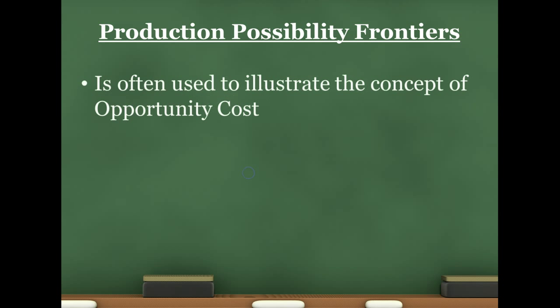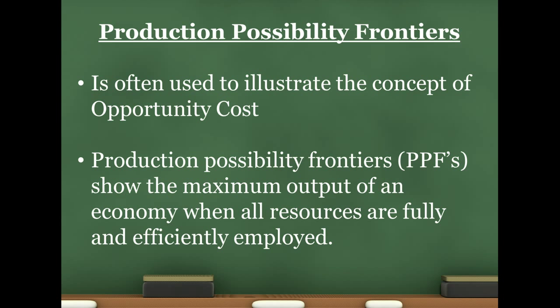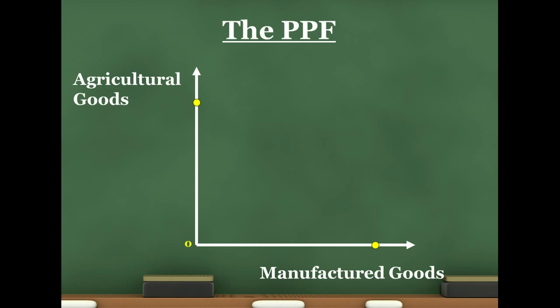Okay, the production possibility frontiers are used pretty much to illustrate the concept of opportunity cost, and they show the maximum output of an economy. So here we've got a PPF, that's a production possibility frontier. If we're going to use our resources to make agricultural goods only, then this is how many we can make. Point A. 0 on manufactured goods, but point A for agricultural goods. If we're only going to make manufactured goods, then it is point B. 0 on agricultural, point B here on manufactured.